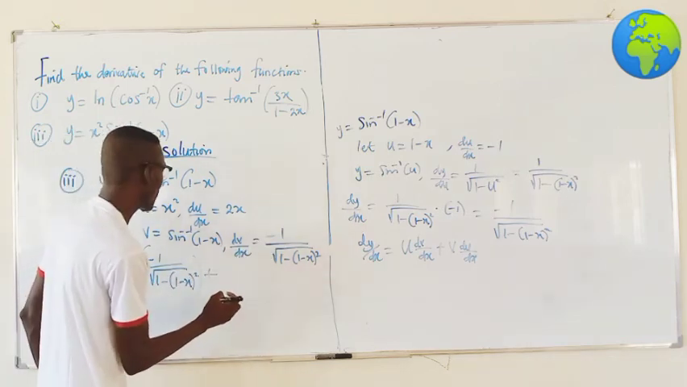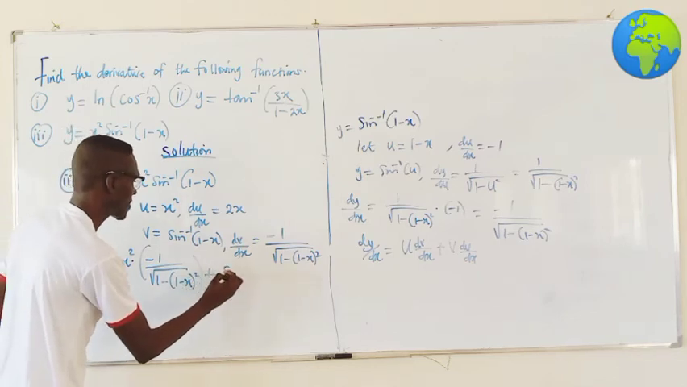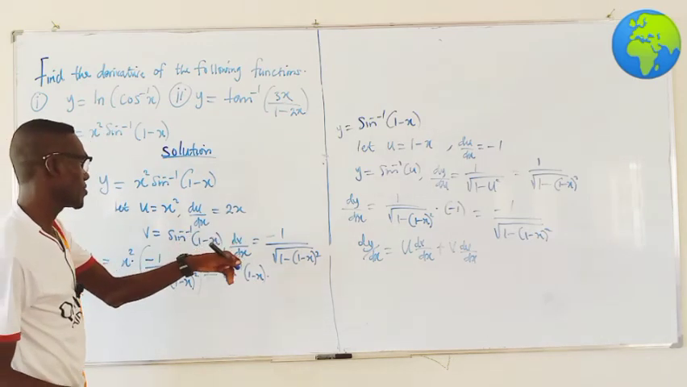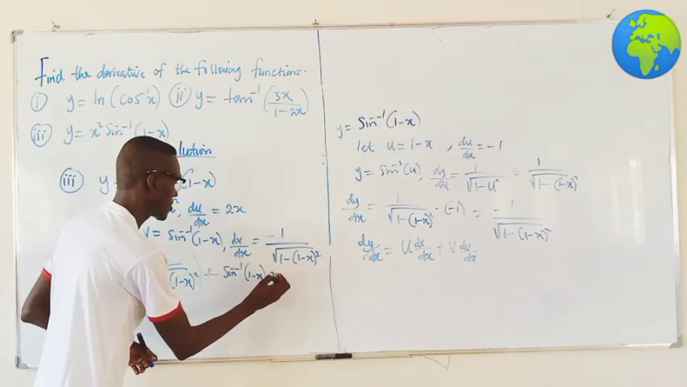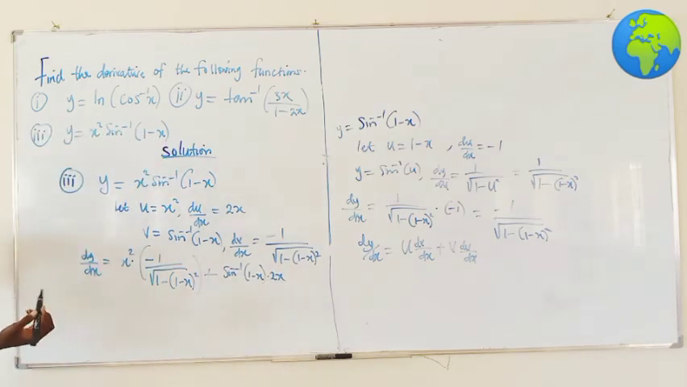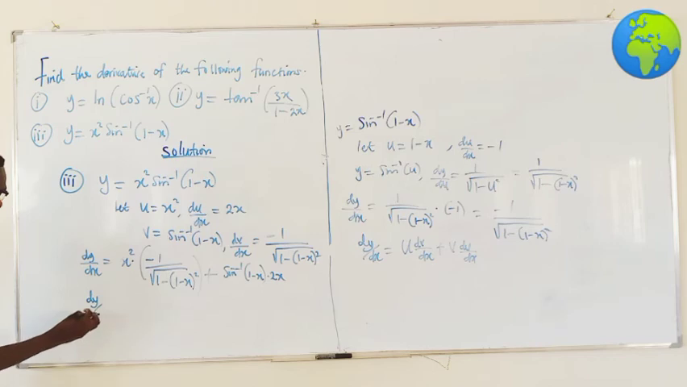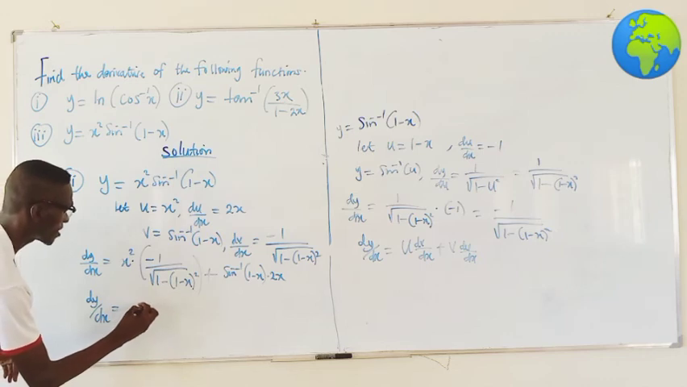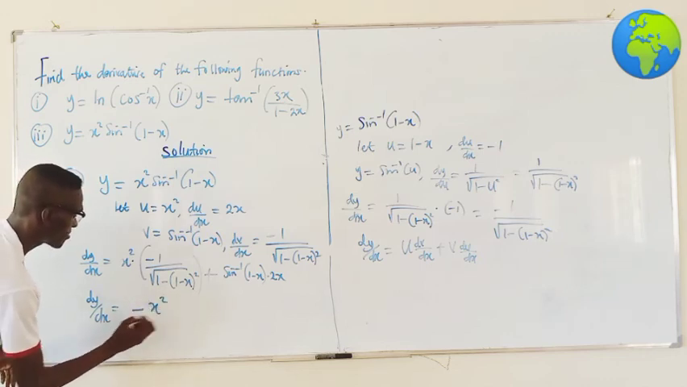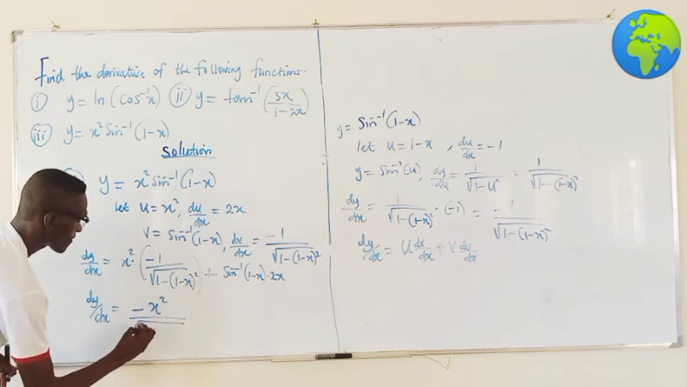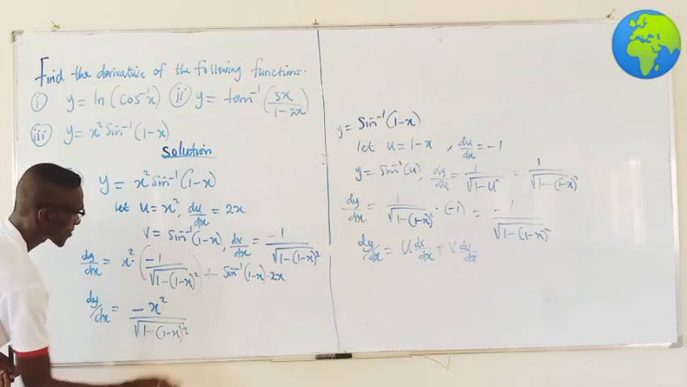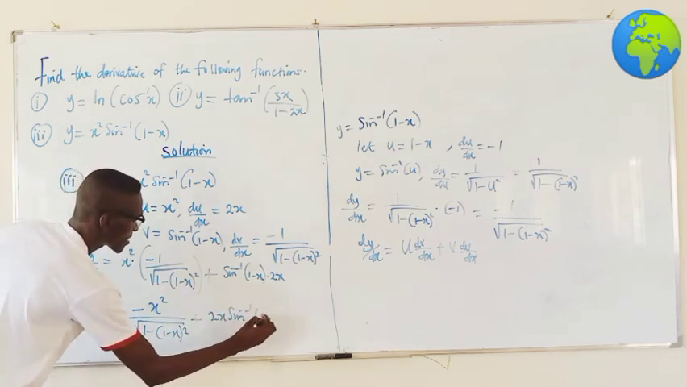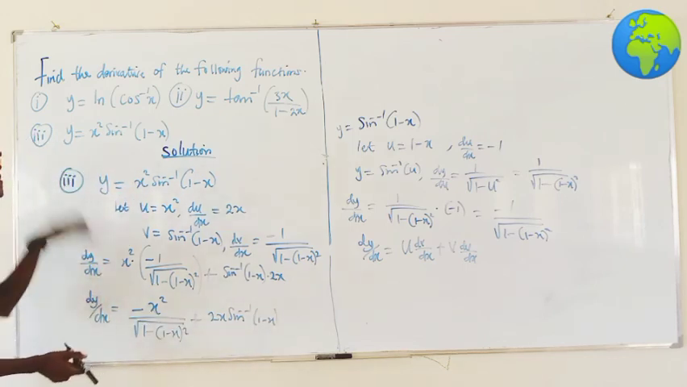This is plus, what is v? We said v is sine inverse of 1 minus x. Multiply it by du dx. Du dx is 2x, right? So everything here is just all about rearrangement, and that's our answer. Dy dx is, when you solve this out, minus x squared over square root of 1 minus 1 minus x all squared, right? This is plus 2x sine inverse of 1 minus x. And that's the derivative of the third one.